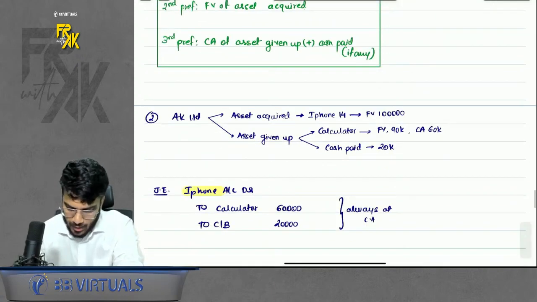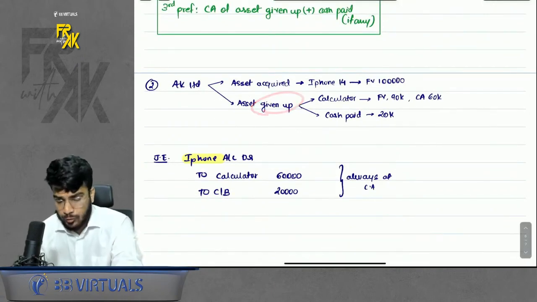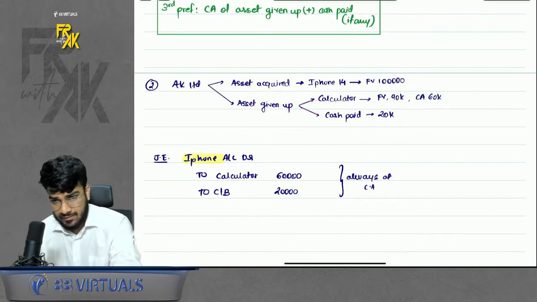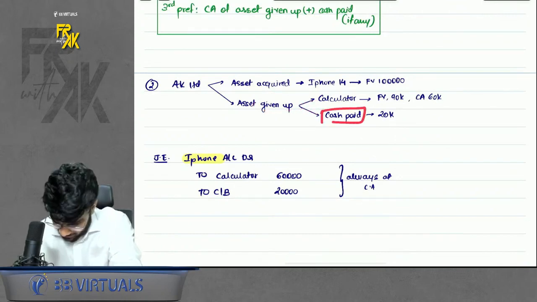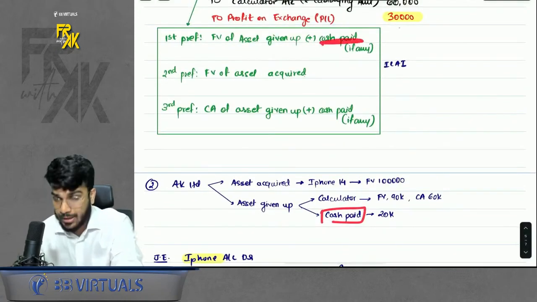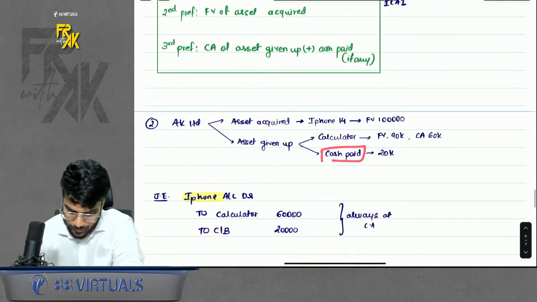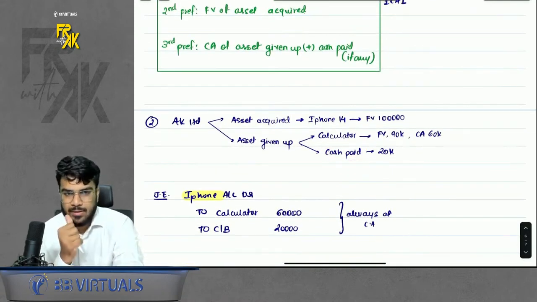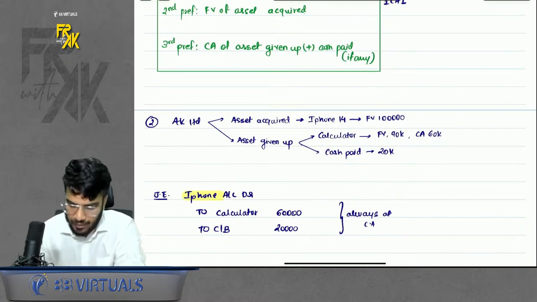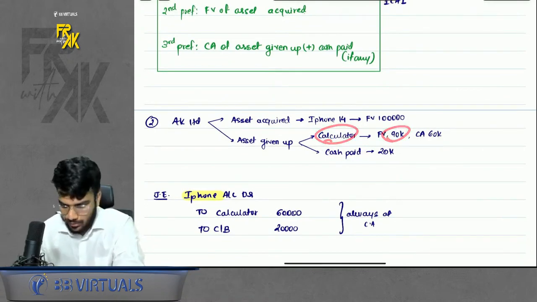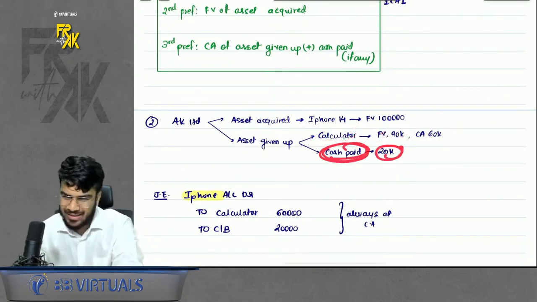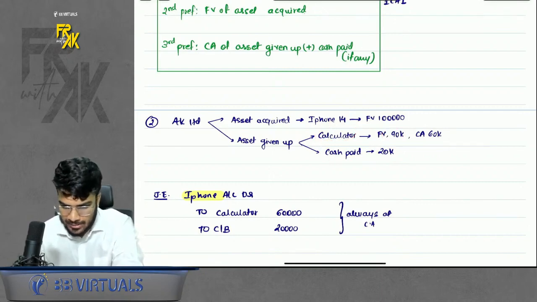I'll tell you why. Because given up includes both assets, the calculator as well as cash. But because you will forget this part, I have written specifically that you will have to include cash paid. So given up has two assets, calculator and cash paid. What is the fair value of calculator? 90,000. And the fair value of cash is 20,000. Fair value and carrying amount of cash are going to be the same.